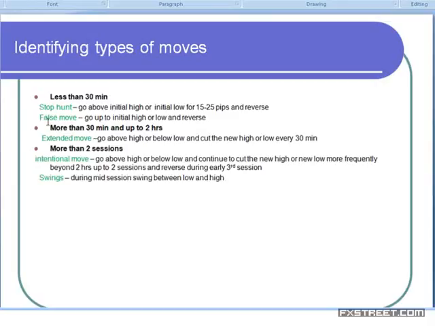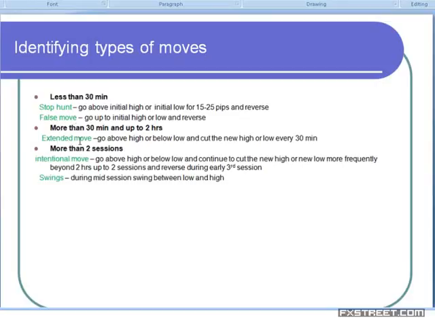The stop ones and the false moves happen in less than 30 minutes. During the start of the session and the close of the session, during early and late session, they make a move above the initial high or the low by 15 to 25 pips and reverse in less than 30 minutes. A false move is when they go up to the low and reverse, or up to the high and reverse. That is the only difference between a false move and a stop move.